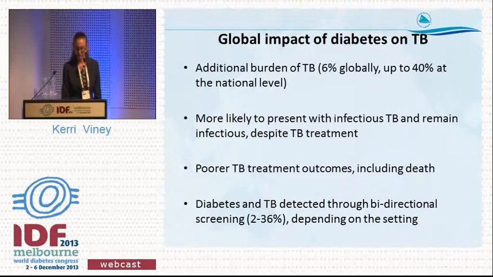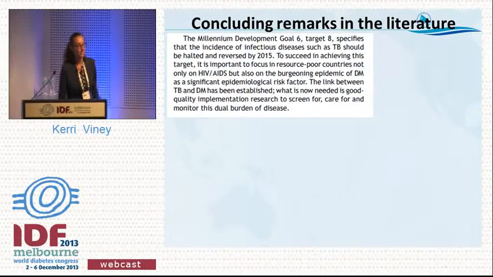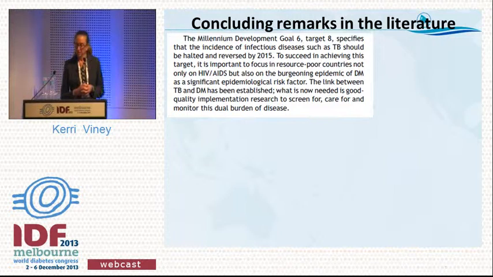So I'm just going to finish with a couple of quotes from the TB literature, and I just wanted to show people what the TB community is thinking about TB and diabetes. So I won't read this whole one out, but this one says, to succeed in reaching the MDGs, it's important to focus in resource-poor countries not only on HIV/AIDS, but also on the burgeoning epidemic of diabetes as a significant epidemiological risk factor.